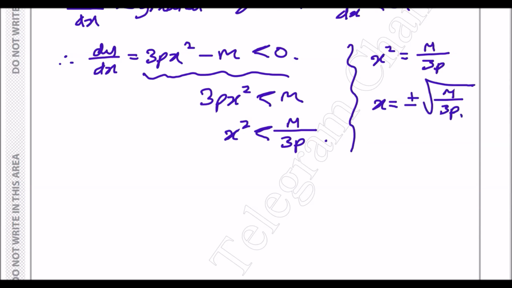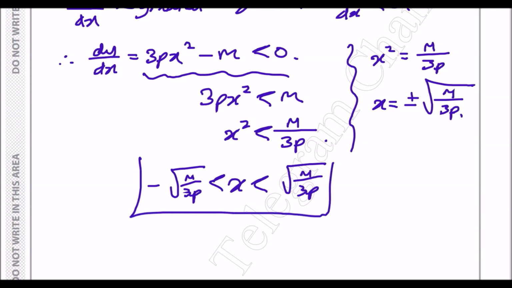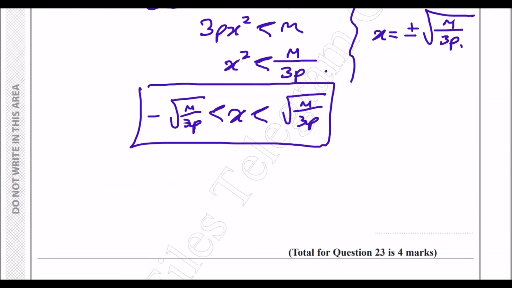Now, one thing to note, if the inequality is less than like we have now, the square root part will tell us that the values of x will be inside 2 intervals. So this will be the form it takes: negative root m over 3p less than x less than positive root m over 3p. However, if it was greater than, it's going to be kind of weird because the inequalities will be separate inequalities. But because it's less than, this is the form it takes.